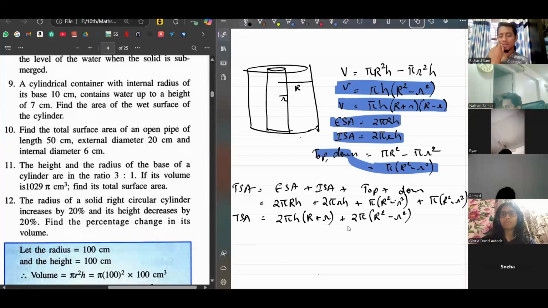Okay. So which is that question that you were asking? The 10th one. Look at the 10th one. Find the total surface area of an open pipe of length 50 centimeter, external diameter 20 centimeter, and internal diameter 6 centimeters. Whenever you see external and internal diameter or radius, that means it's a hollow cylinder, because there's internal and external. Okay. So what all values are given in this question? We won't solve it, but at least tell me what all values are given here.